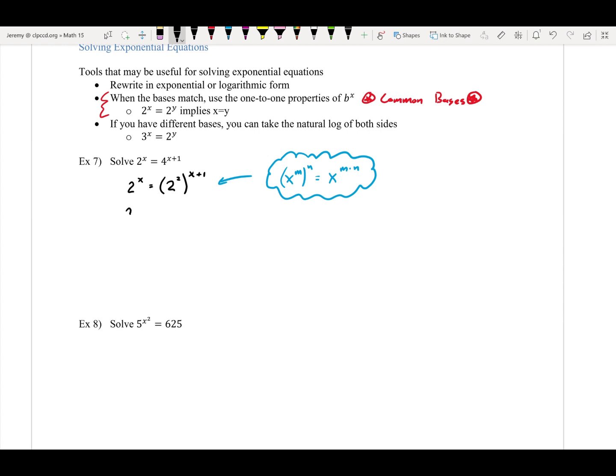So I can rewrite this. Left side still is unchanged. Right side, I can write this as 2 to the 2 times x plus 1. And I could just multiply in the exponent's place up there and write this as 2 to the 2x plus 2, like that.